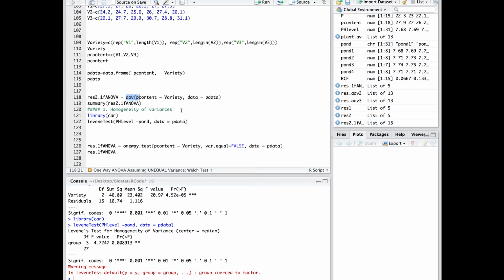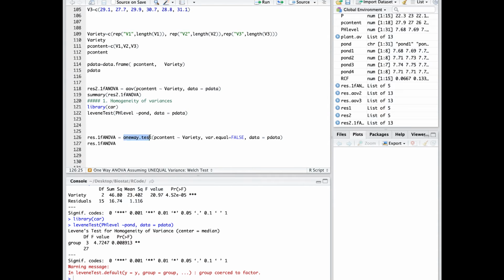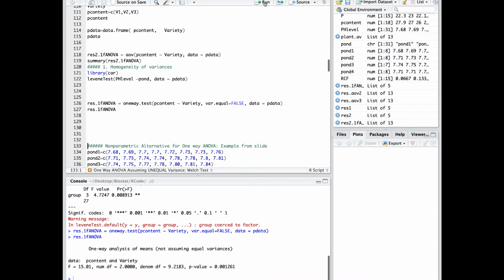What we do is use the analysis of variance with the assumption that the variances are not equal. So var.equal equals false. You see that? Now if we run this, what you get is a test not assuming the variances are equal. Okay, so this is the Welch test basically.